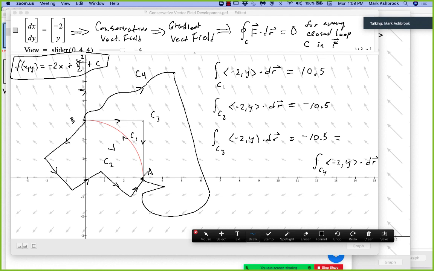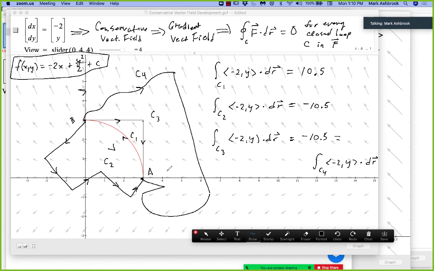And what could we also say about every path from A to B? Every path from A to B would have to be the opposite of every path from B to A. So every path from A to B would have to be positive 10.5, just like this circle was. Because if you go the opposite direction in a line integral, you're going to get exactly the opposite value.